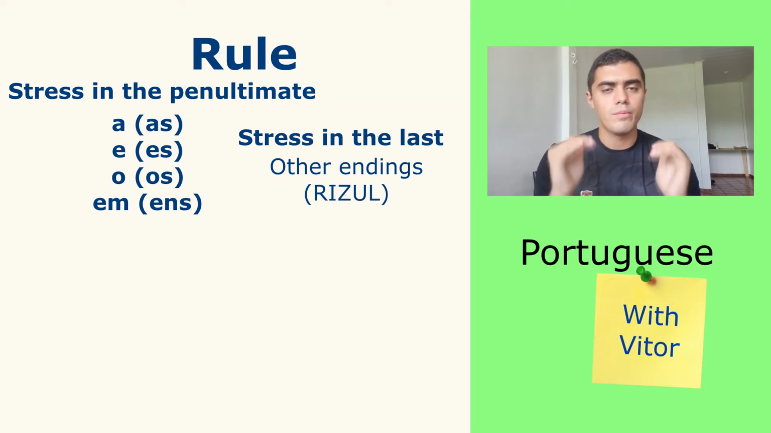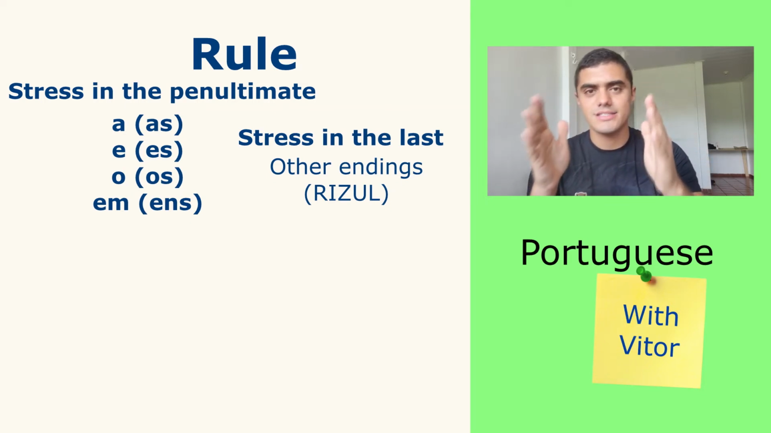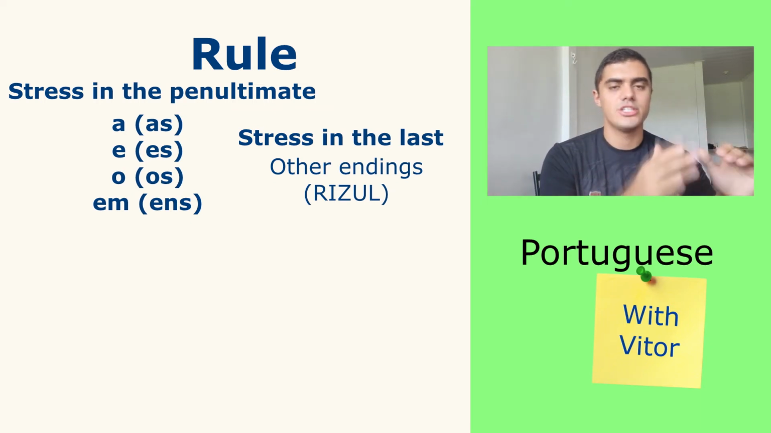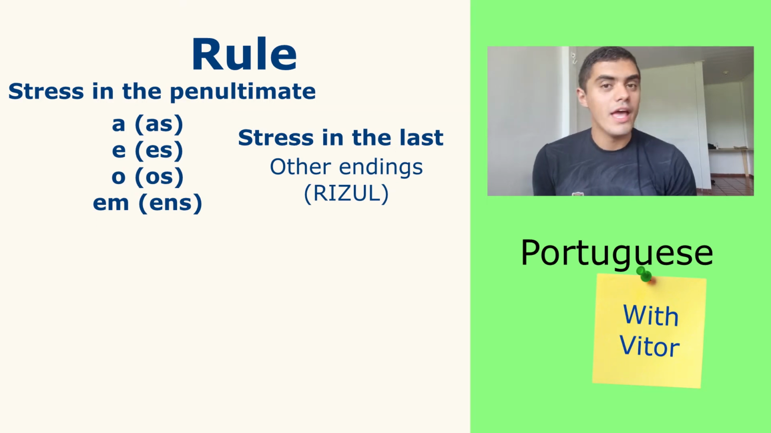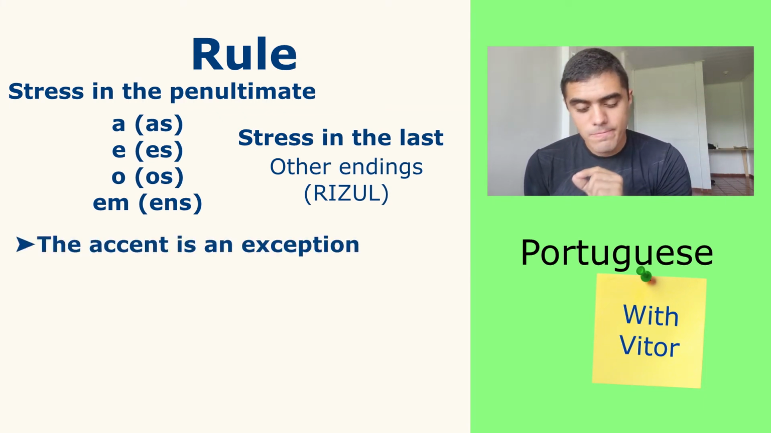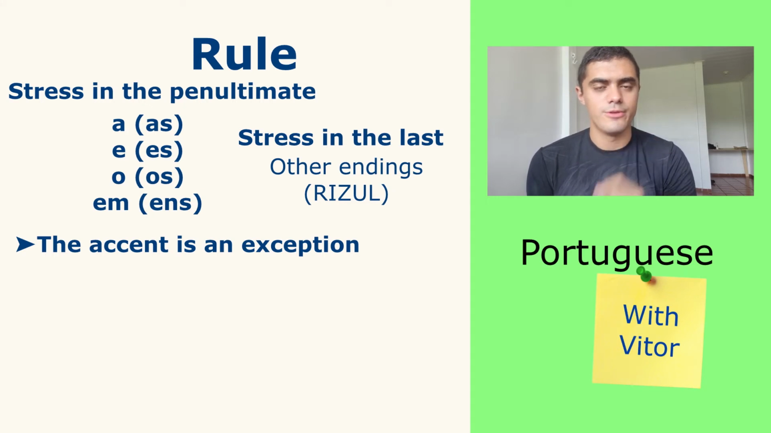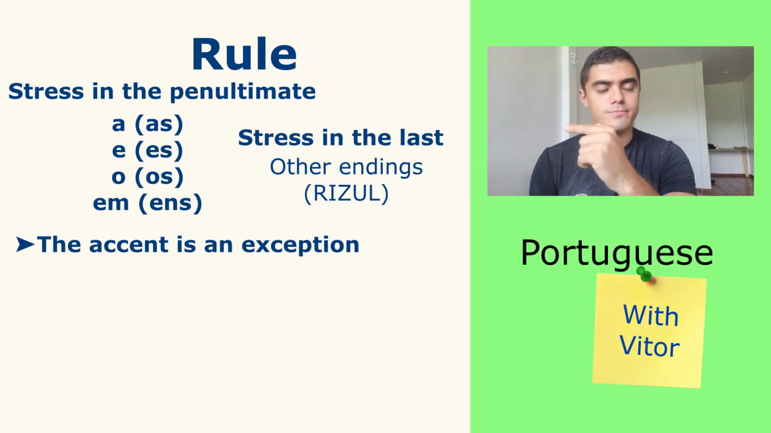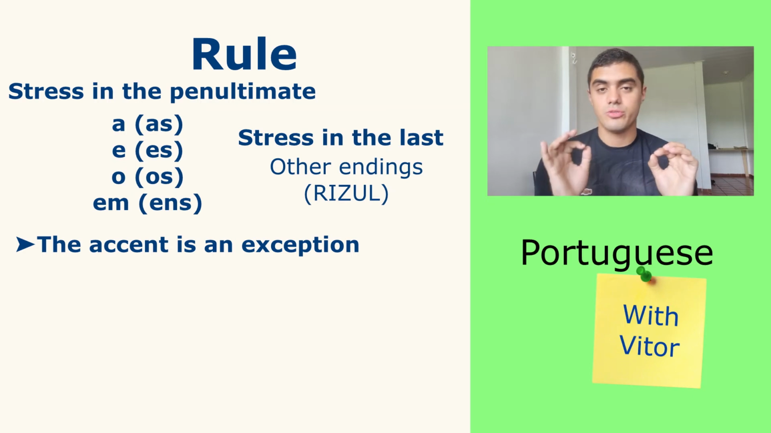Take notes. Rule in Portuguese about stress. As, es, os, and ens: stressed in the penultimate. Any other ending: stressed in the last syllable. Okay? And now we are going to start talking about accents. Why? Because the accent is going to mark any exception to this rule. Take notes: accents are exceptions. The biggest amount of words in Portuguese follow this rule. If it's not in the rule, it's an exception, and usually it receives an accent.